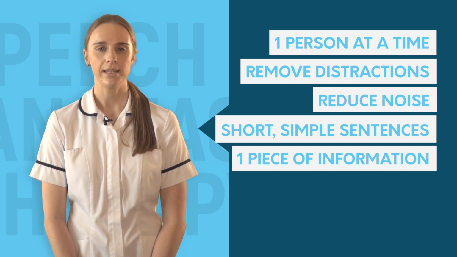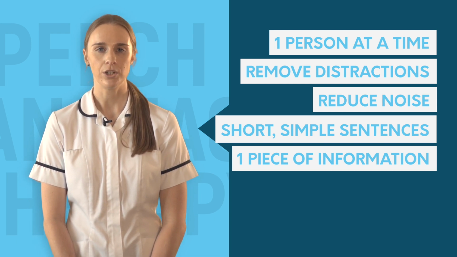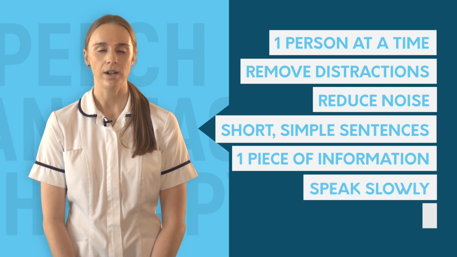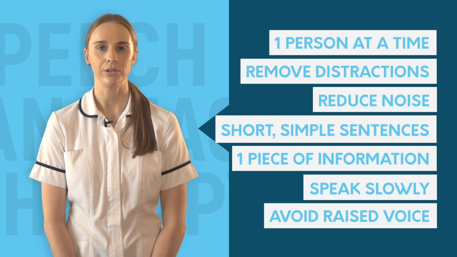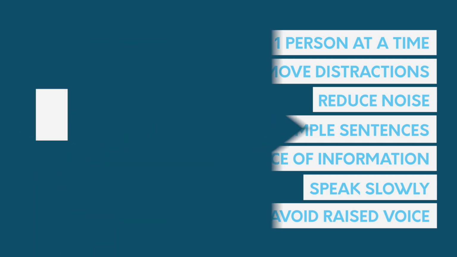For example, instead of saying, "Do you want chicken stew, cottage pie or a sandwich?" you should give one option at a time, such as, "Would you like chicken stew?" You should speak slowly and naturally and avoid raising your voice. Remember that a communication difficulty is different to a hearing difficulty and you do not need to shout.